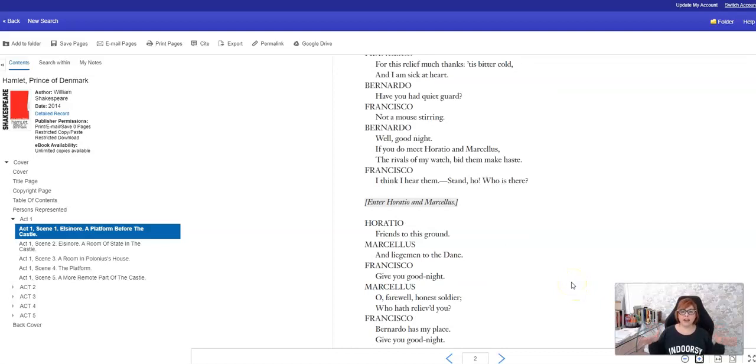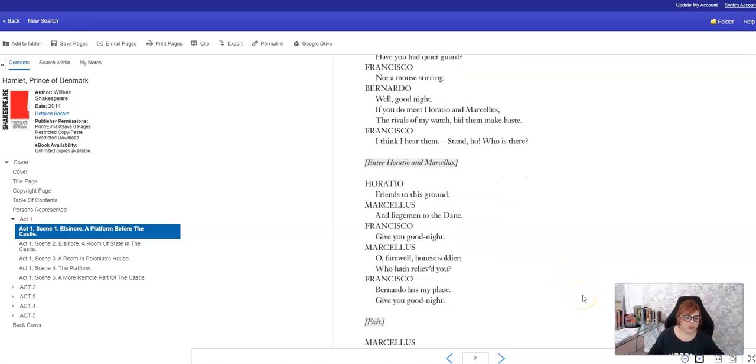Now, Horatio is Hamlet's BFF, best friend forever. Horatio is Hamlet's top squad man. Loves him. So, Horatio goes, friends to this ground, and Marcellus goes, and liegemen to the Dane, give you good night. And then Marcellus, oh, farewell, honest soldier, who hath relieved you? So now he's just making sure that there's somebody on guard, because one's leaving, one's got to make sure. And, of course, so they switch off.